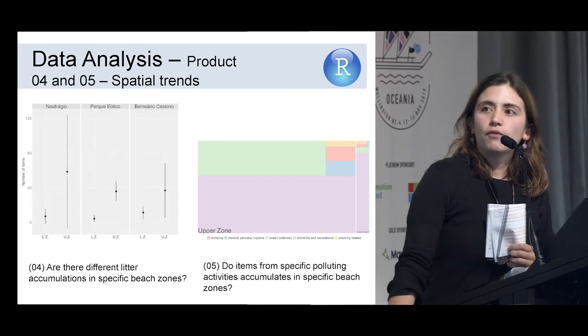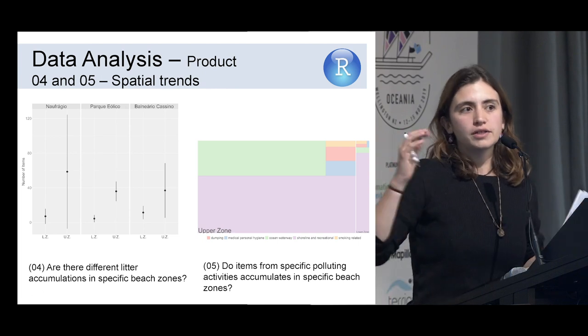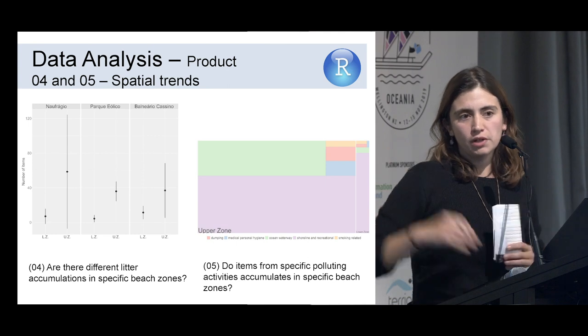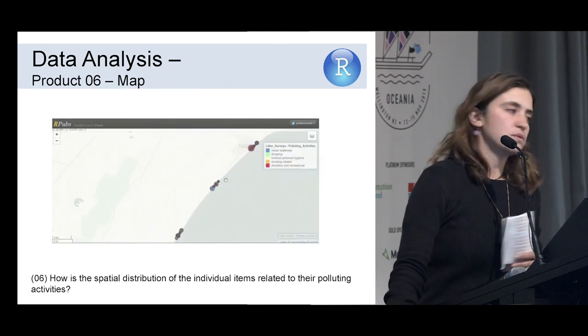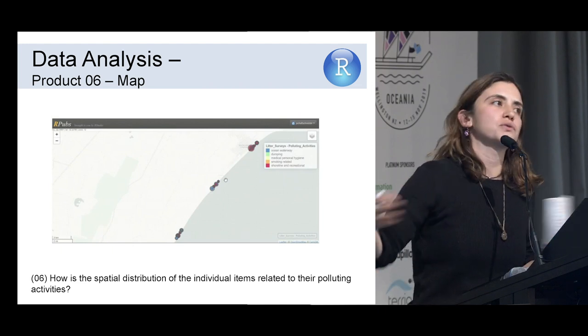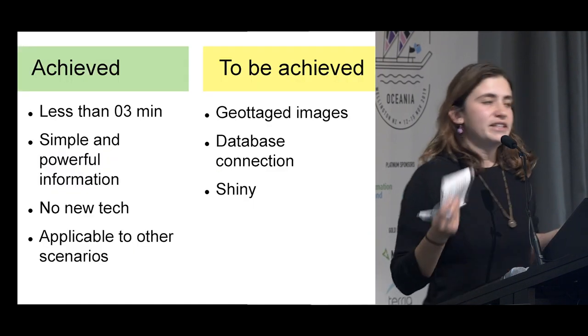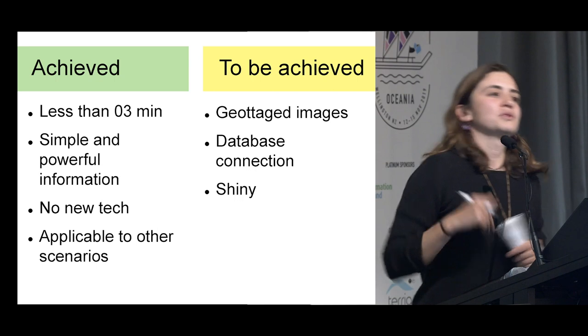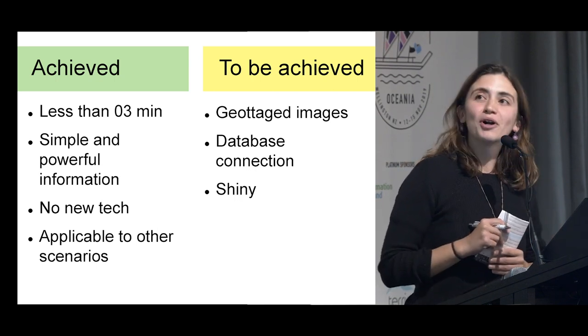And the fourth and fifth are related to spatial distribution. Are these items being accumulated in some specific zones along the beaches? And the last one is a map, which can be shared and also helps to understand the problem better. So in the end, the conclusion was that it was pretty efficient, much easier than using paper-based forms.